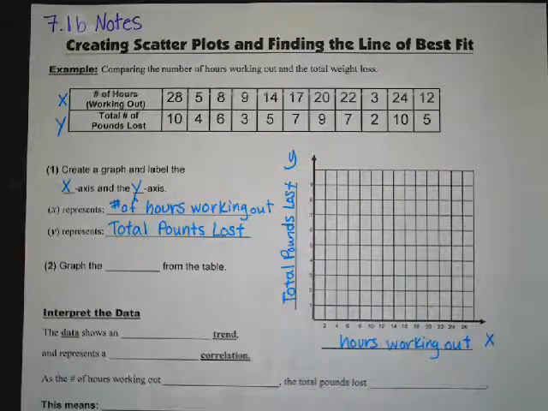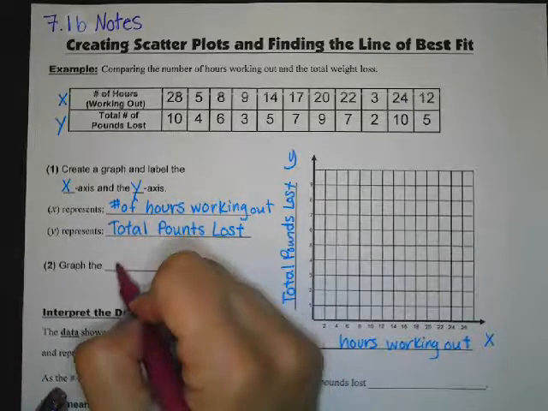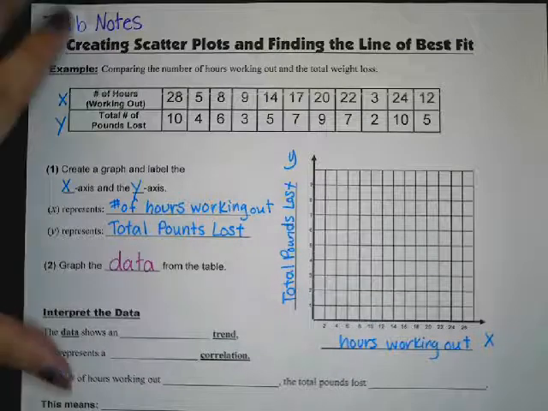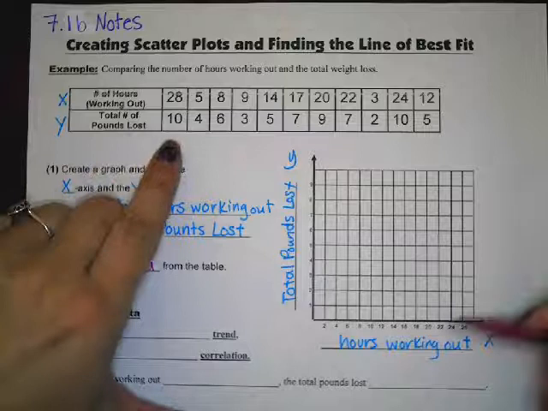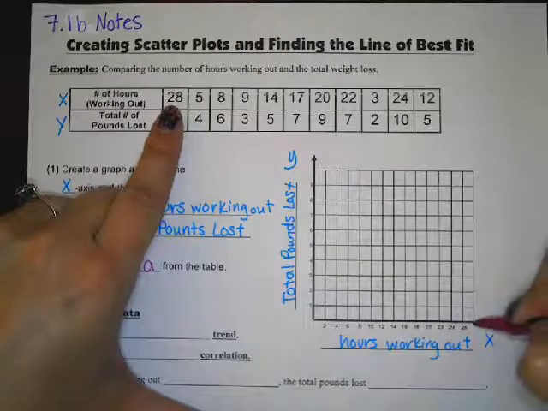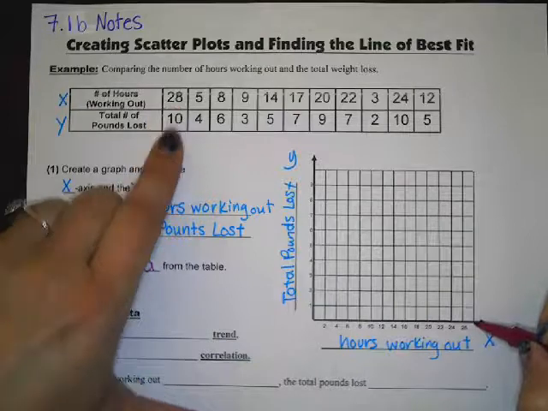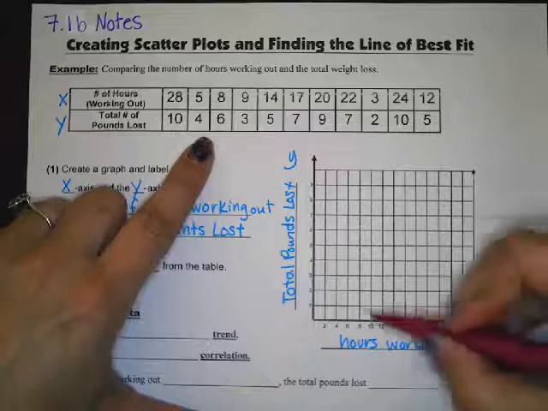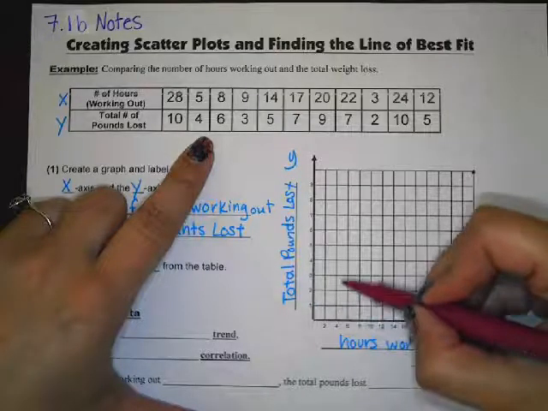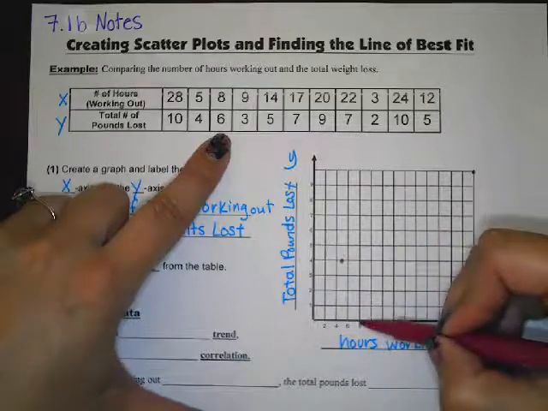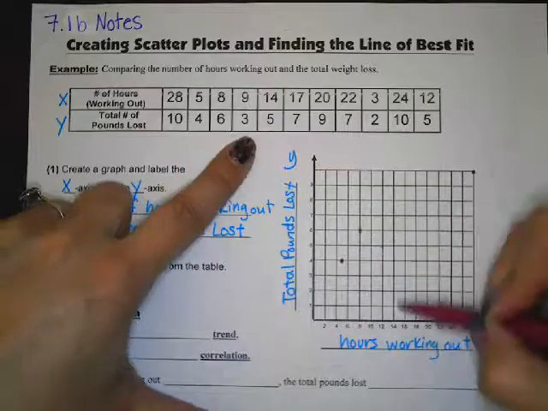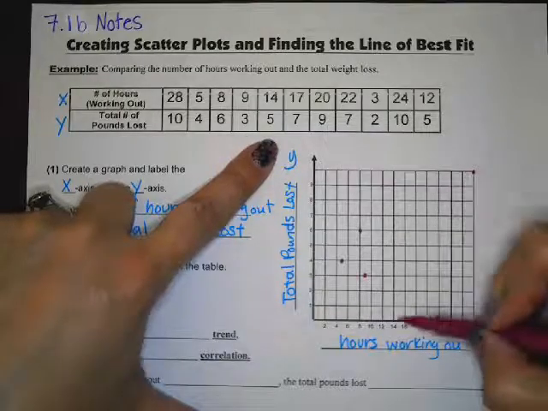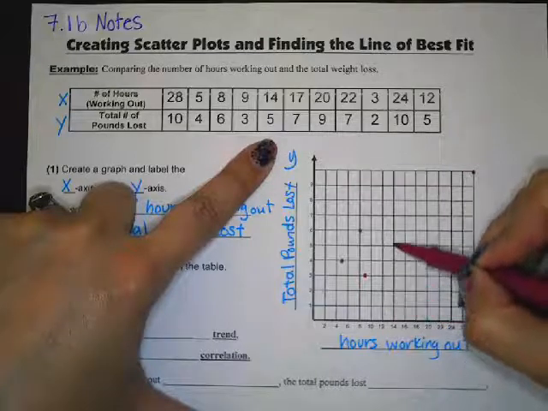Okay, so our second step there is to graph the data from the table. So we're going to go ahead and plug these into our graph. So we have 28 for our hours. These go, notice, by 2. So here's 28, 10, 5, 4, 8, 6, 9, 3, 14, 5.